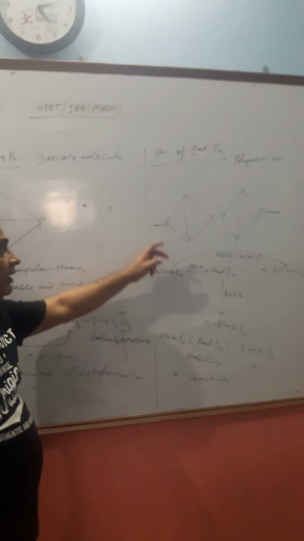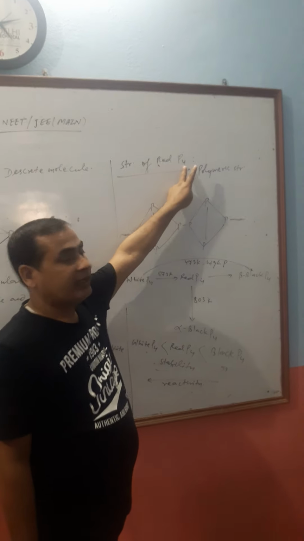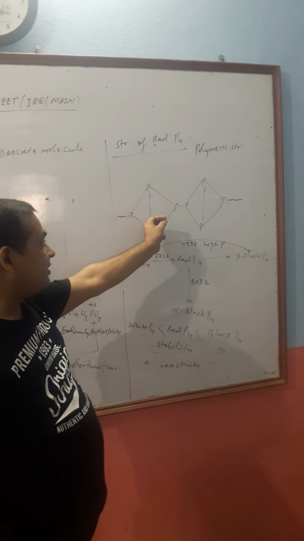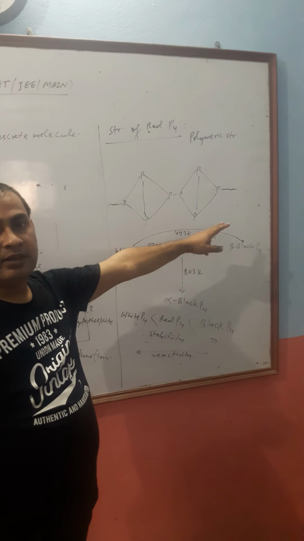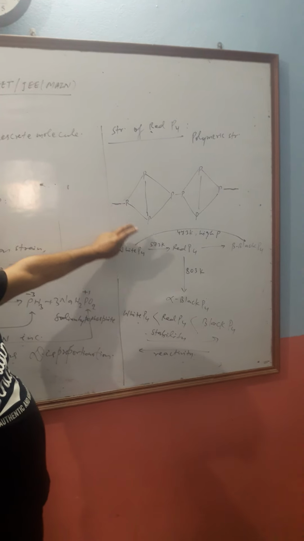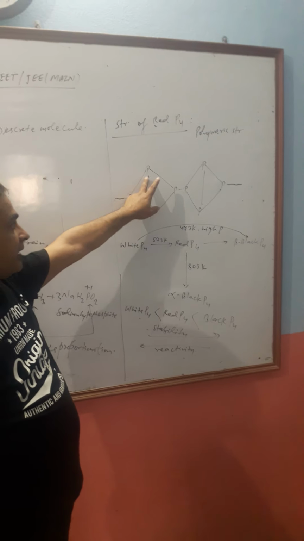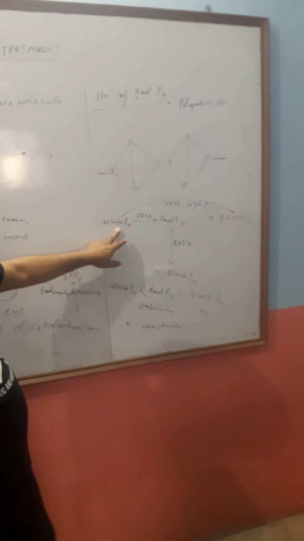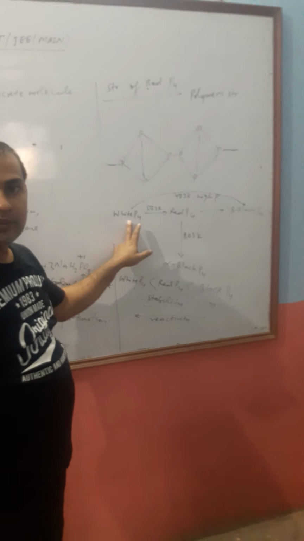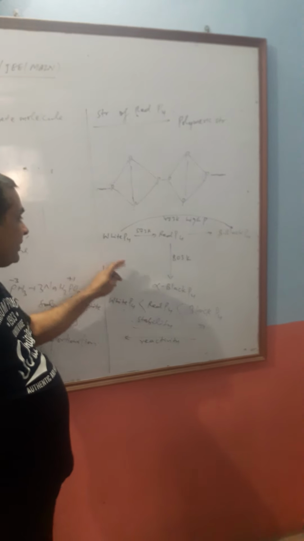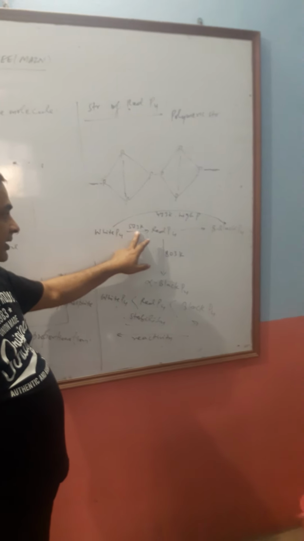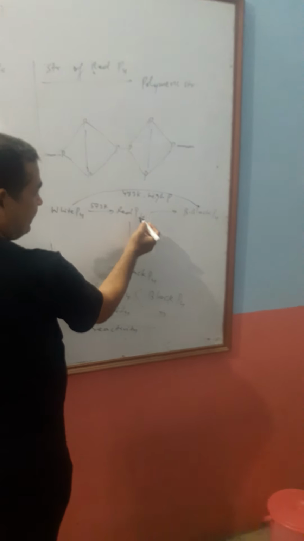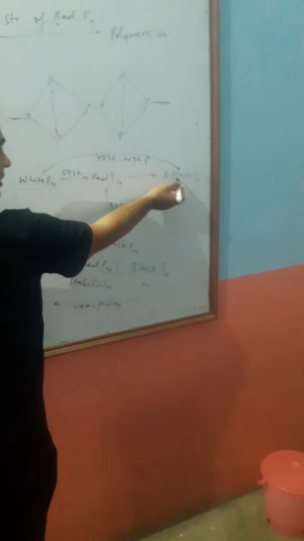My dear students, we will see the structure of red phosphorus. Red phosphorus is found to exist in polymeric form, in which many P4 units are combined or linked together. The covalency of phosphorus is 3. Here is the transition temperature at which the conversion of white phosphorus into red phosphorus takes place: white phosphorus at 573 Kelvin is converted into red phosphorus.